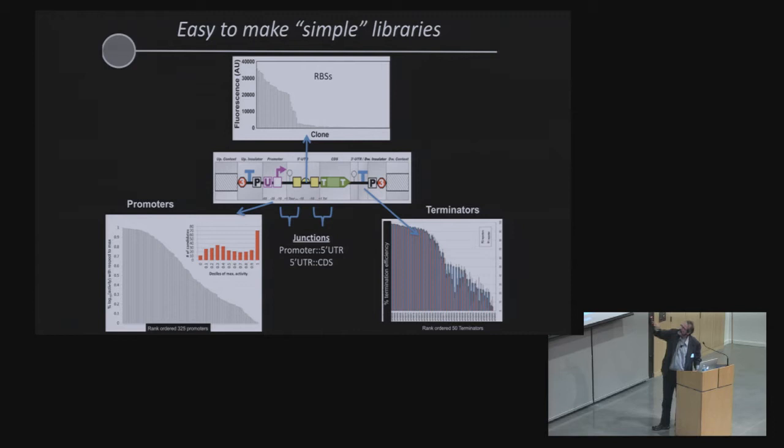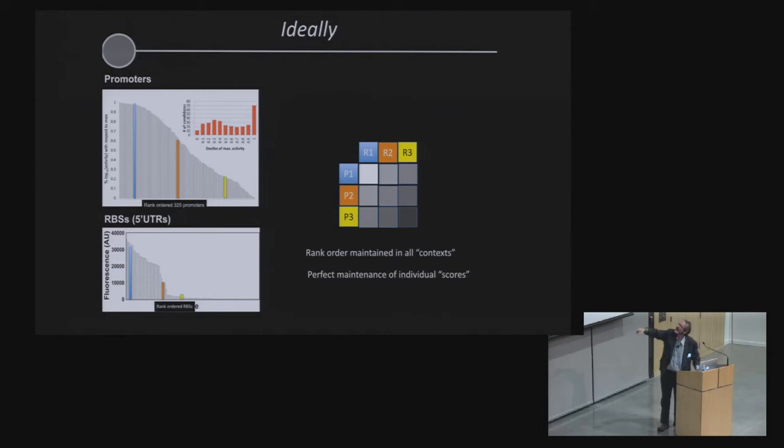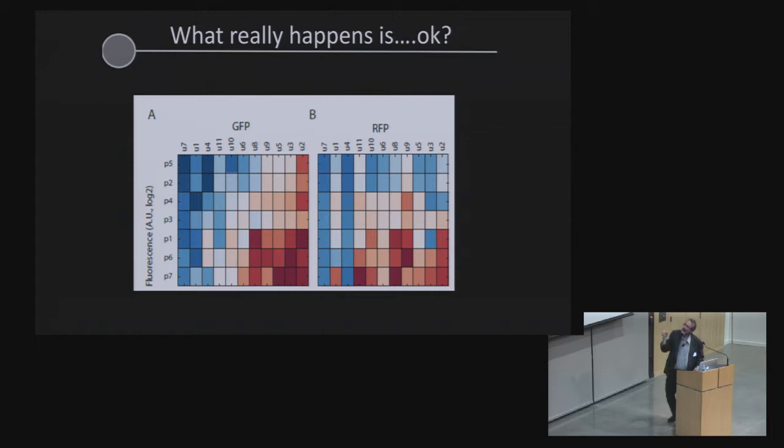Now, here's what the idea is. The idea is that we could pick a high, medium, and low promoter and a high, medium, and low UTR, and if I combine them together, theoretically, they should form this sort of faded pattern, where if both are strong, it's very high. If both are weak, it's very weak, and in between, it's somewhere in between. And that's what it looks like when you really do it.